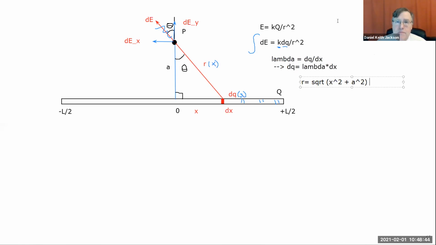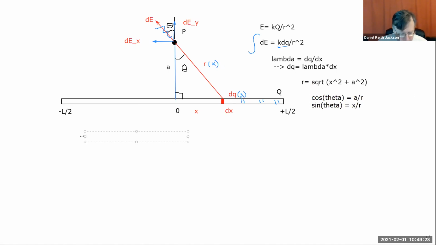I'm on my way. But my next component here is I need to take my dE, and I have an X component and a Y component. They are different. And so I need to take into account the fact that based on my triangle below, cosine theta is equal to adjacent over hypotenuse. It's equal to A over R. And sine theta is equal to X over R, which is opposite over hypotenuse. Okay, so now I have my pieces.